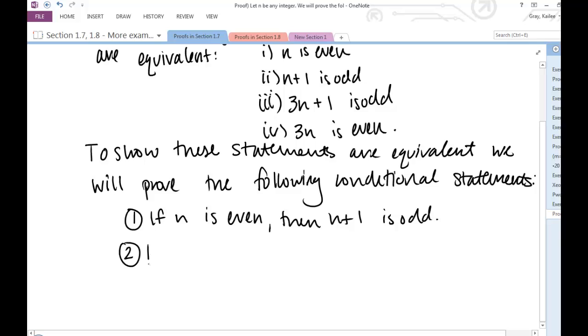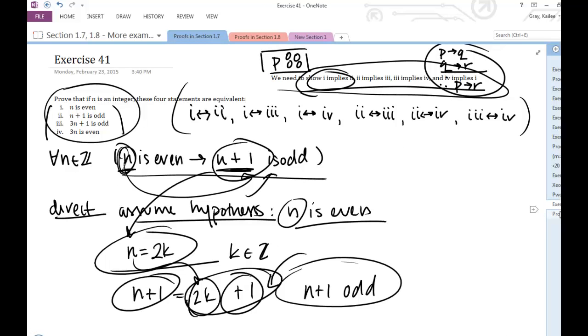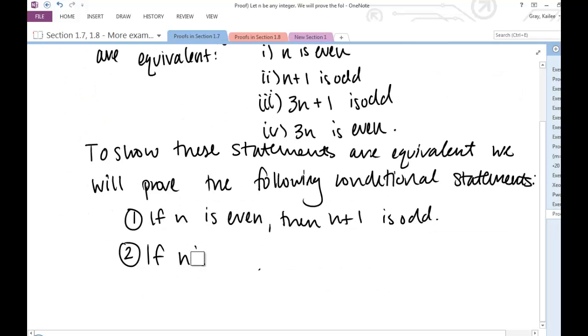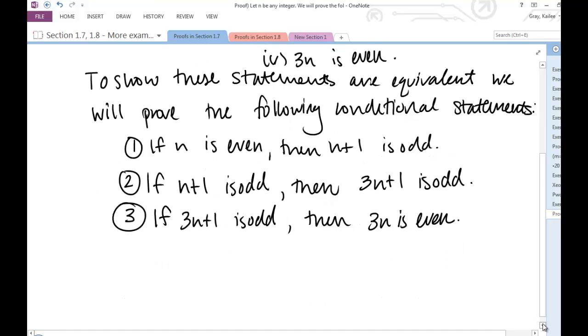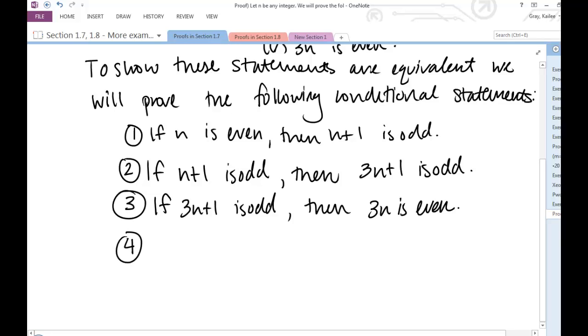Okay, the second one: 2 implies 3, sorry. If n plus 1 is odd, then 3n plus 1 is odd. The third one, 3 implies 4: if 3n plus 1 is odd, then 3n is even. And the fourth one, 4 implies 1: if 3n is even, then n is even.